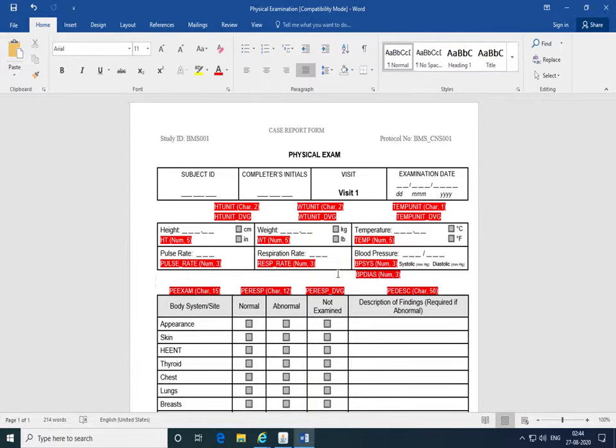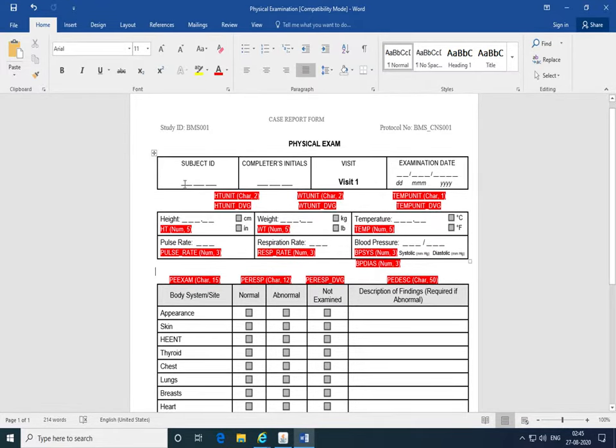So looking at this physical examination case report form, we can first talk about some of the terminology used in clinical data management with respect to case report forms. While the clinical operations team might call this a case report form, the clinical data management team will have other terminologies that it will use for it. The case report form as a whole is broken down into two major parts, apart from information such as the study ID and the protocol number mentioned on the form.